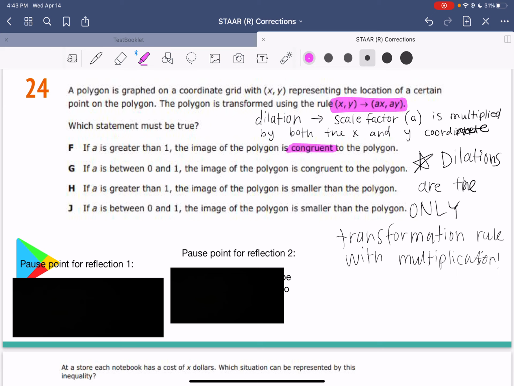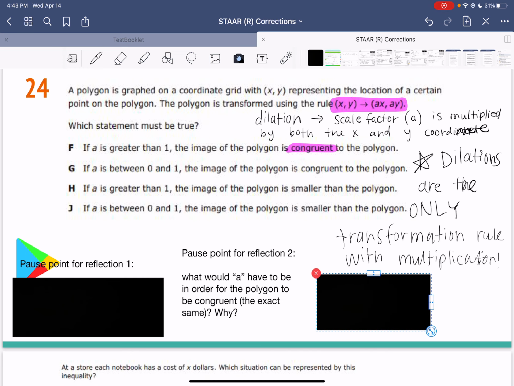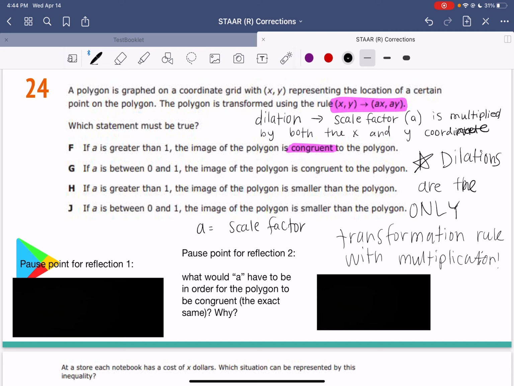So pause point for reflection 2 says, what would a have to be? Remember, a equals the scale factor. What would a have to be in order for the polygon to be congruent? The exact same, why?